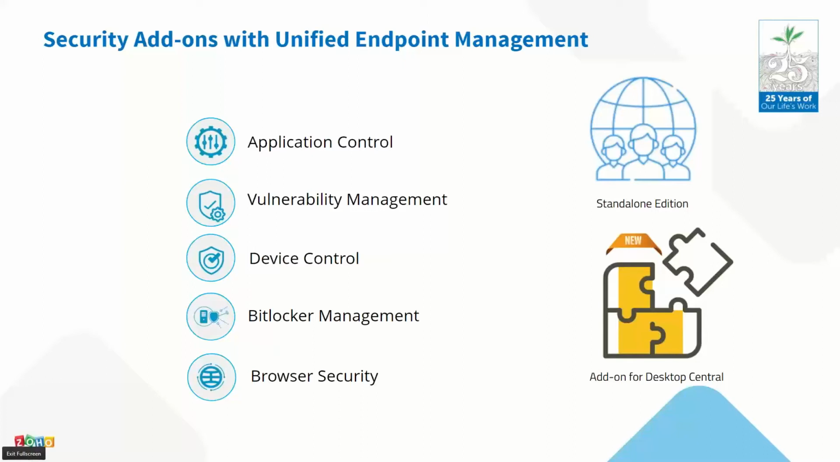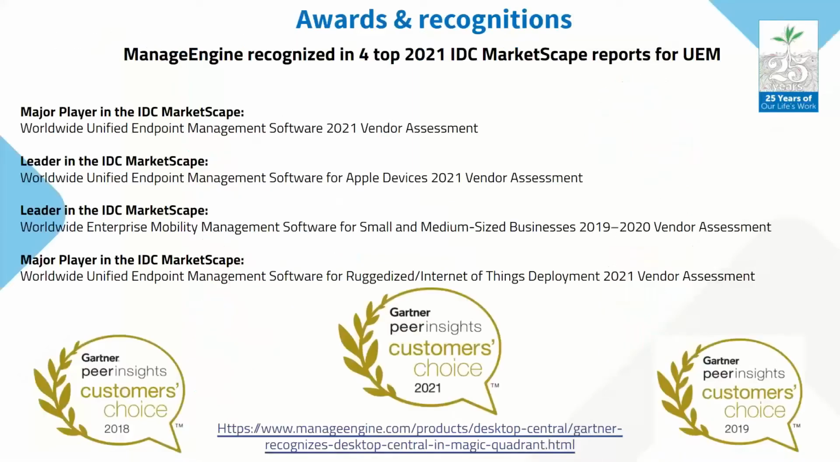So coming back to Desktop Central's Unified Endpoint Management, we have awards and recognitions. I'm going to describe the last one that we got this year, the Gartner Peer Insights Customer Choice Award for 2021. We got the award for 2018, 2019, and 2020 as well, and again in 2021 we got the Peer Insights Customer Choice Award. We were also recognized in the top 4 of the 2021 IDC MarketScape reports for unified endpoint management.